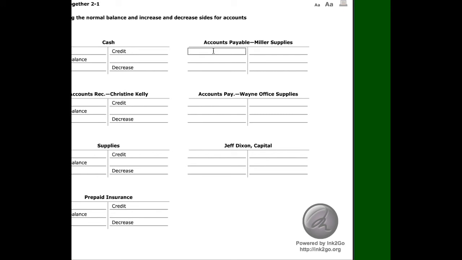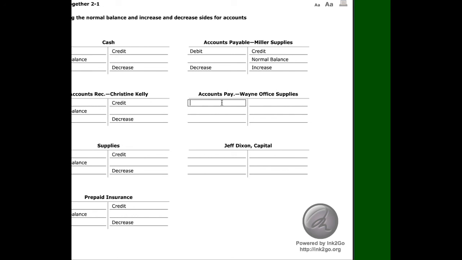Now, over here on the right, we have some different accounts. We have accounts Payable-Miller Supplies. We know that any payable account is a liability since it is something that we owe on. Setting up this T account is slightly different than the asset accounts. Our debit side is still on the left. Our credit side needs to belong on the right. Now, our normal balance side is going to belong under the credit now, which means our decrease side is over here and our increasing is on the right.